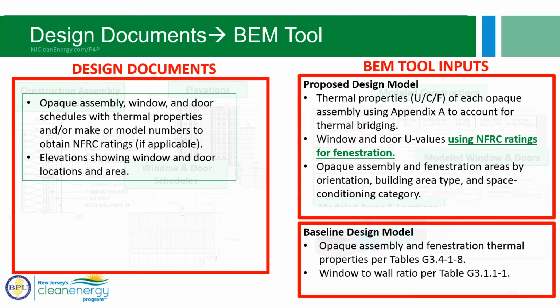And for the baseline, these are items that I discussed for the proposed design. They will be determined from Appendix G and the associated tables. So for an example, there's a table in Appendix G that tells you what window to wall ratio to model in the baseline, depending on your building type. And the compliance form has built-in lookups for determining these baseline inputs. So it really helps with the calculations for the proposed, so that you can go from here to these inputs, and then there's lookups for the baseline.